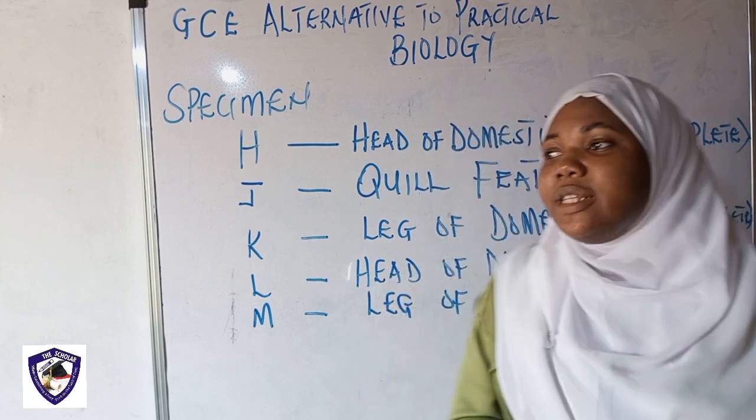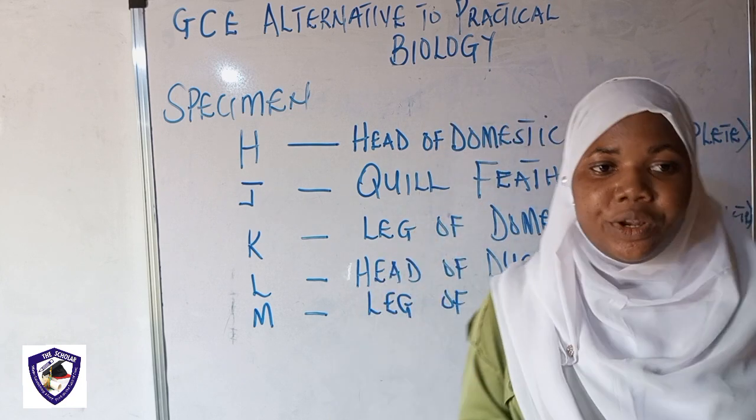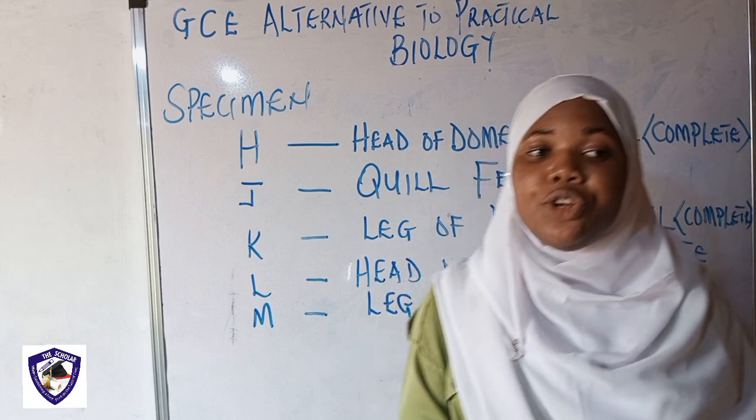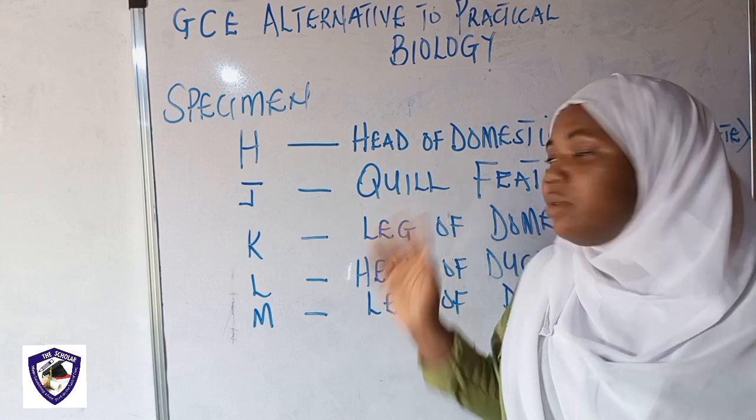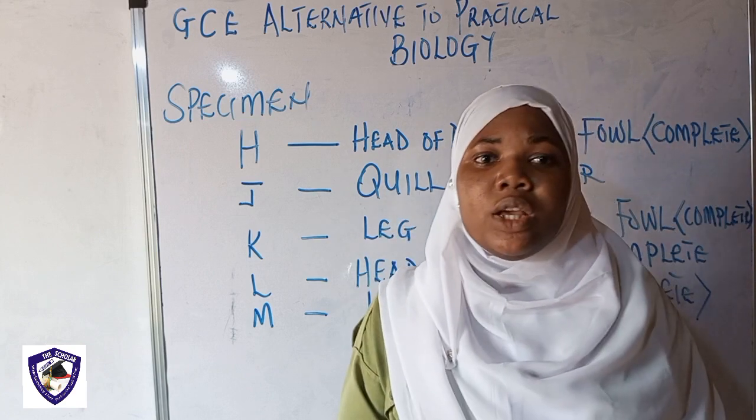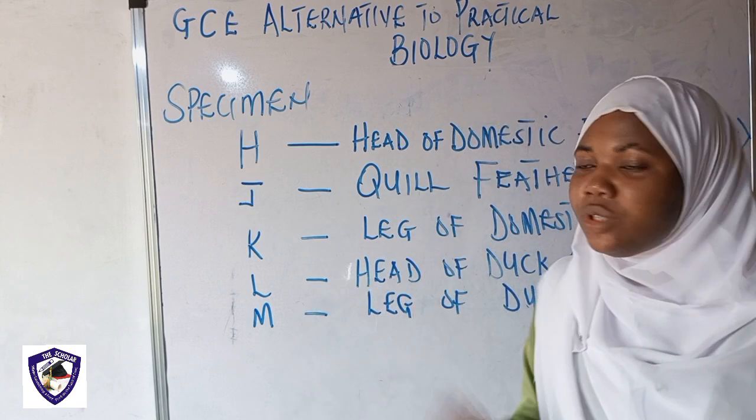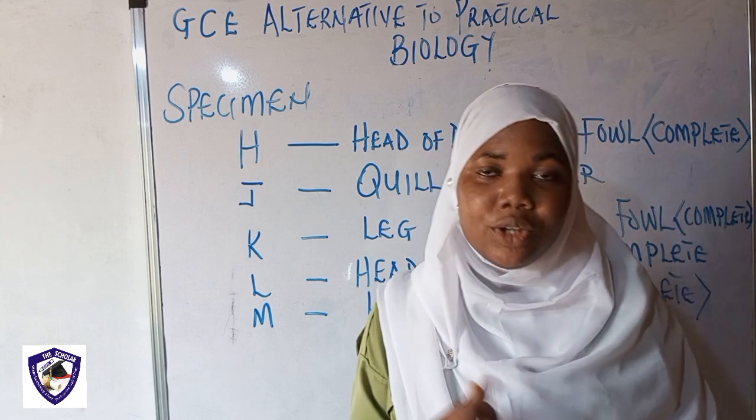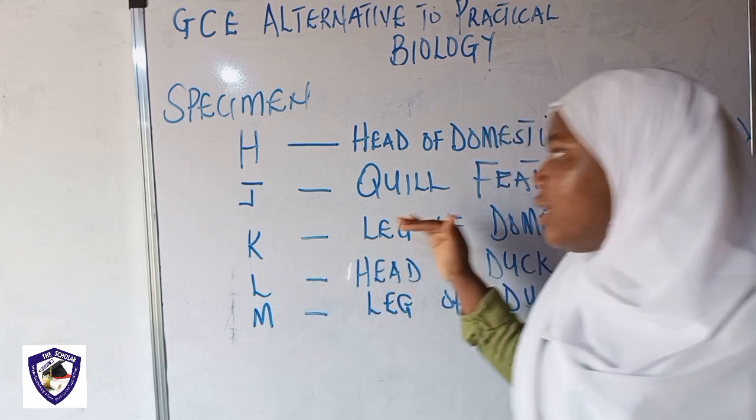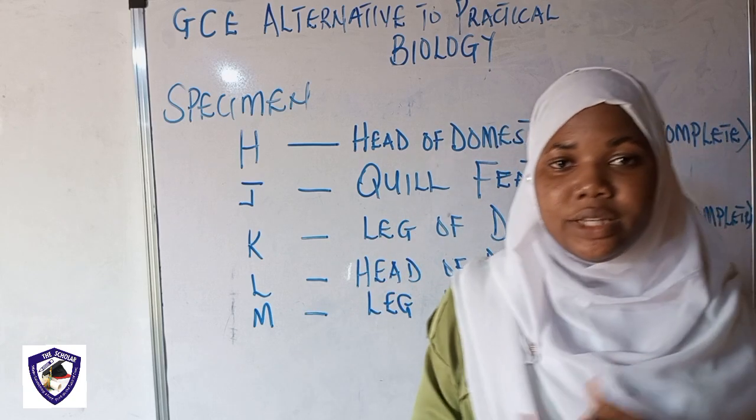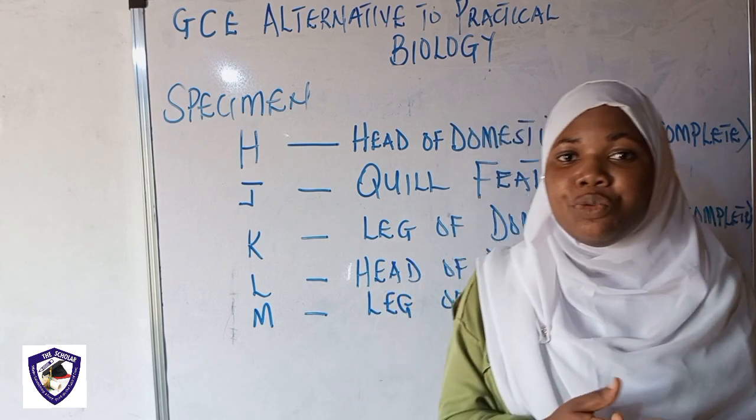Organisms that have this quail feather include the pigeon, the duck, the turkey, and also our eagle. All these organisms have quail feathers. This quail feather can also be used as a pen. Back in those days, it was used as a pen for writing. Those are the things that you should explain in detail when you are asked during your alternative to practical in biology.